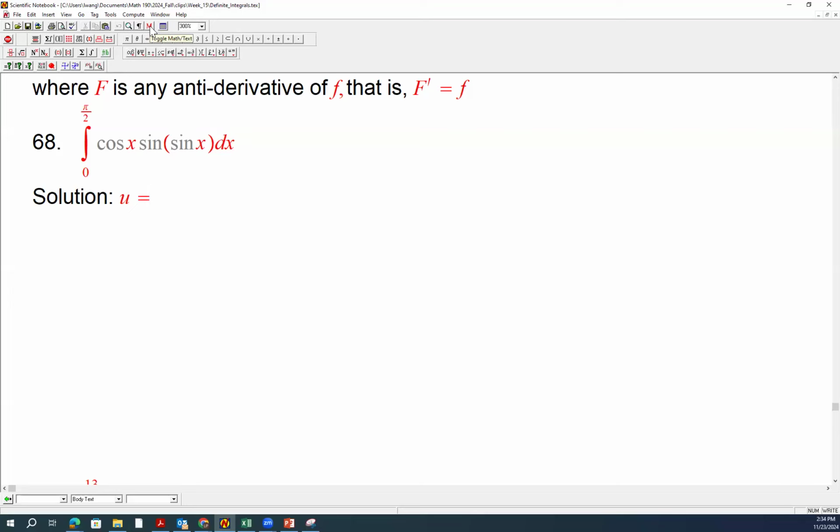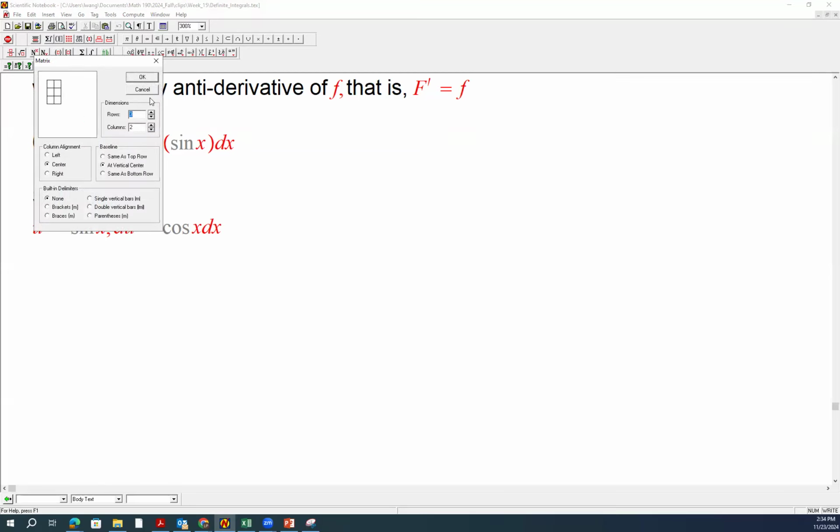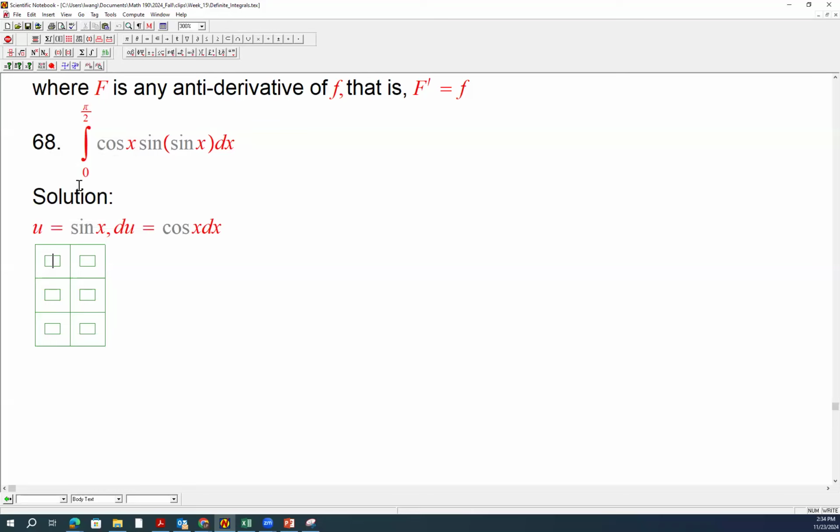So we're going to introduce u equals sine x, and du equals cosine x dx. And we also need to work on the table. This table will switch the interval of the variable for x to the interval for u. So x could be 0, x could be pi over 2. When x equals 0, u is sine 0, which equals 0. And when x equals pi over 2, u is sine of pi over 2, which equals 1.